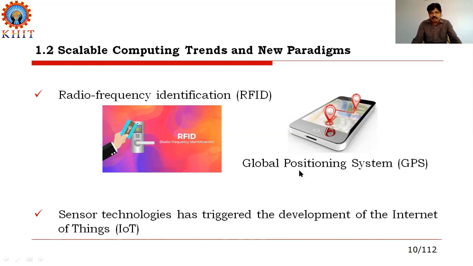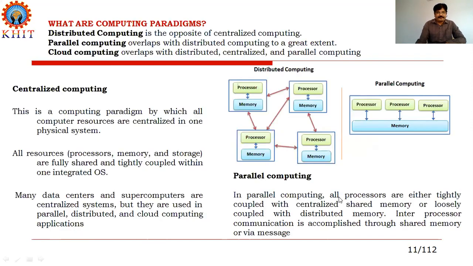And the second one is the global positioning system, simply we can call it GPS. Global positioning system is nothing but we can track a vehicle, where it is located, and we can track our geographical location, where we are. That can be done with the help of GPS. This is also another cloud computing trend and new paradigm nowadays. And next one is IoT, Internet of Things. This IoT works with the help of sensor technology, and sensors have been triggered with the development of IoT nowadays.